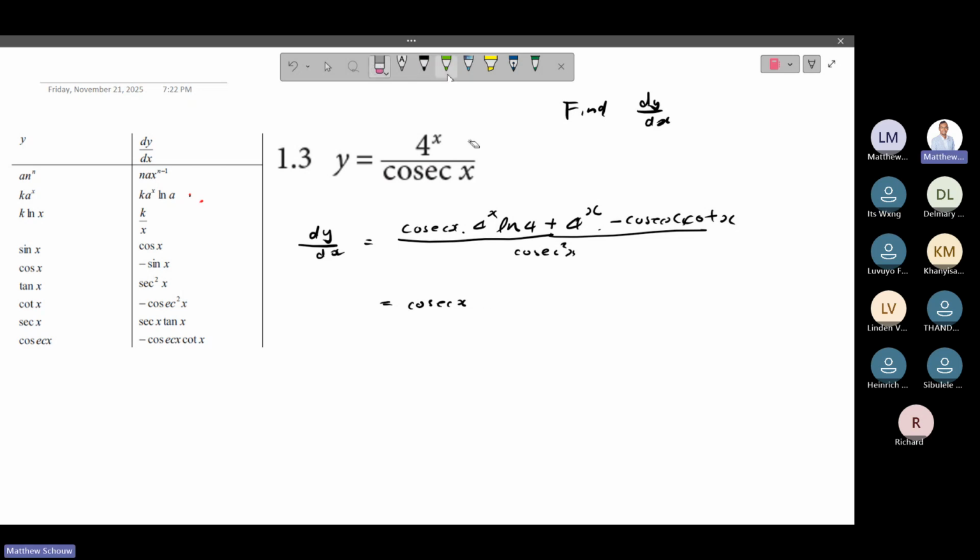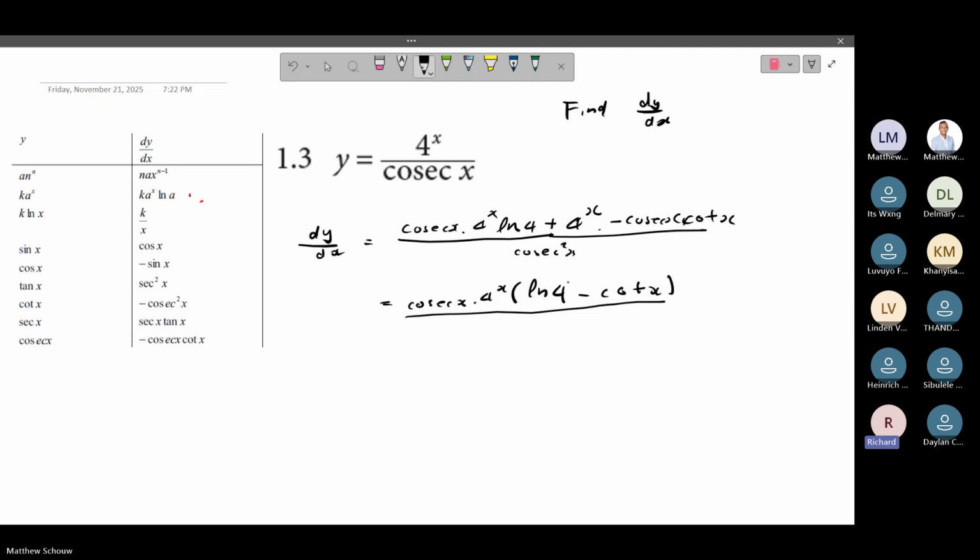You see that, Richard? Yes, I see that. That's ln 4 now only, plus or rather negative cot x now. That's common because that's together. On top, sir, that sign before 4 to the power of x must be negative, and then the bottom one is positive then.